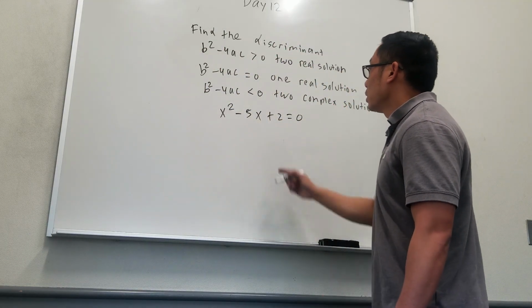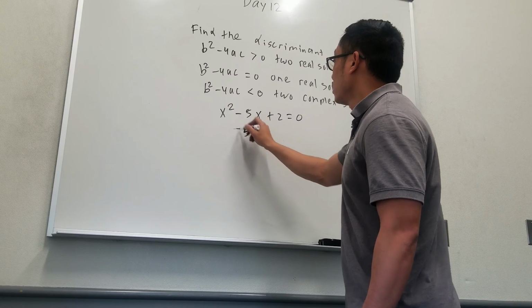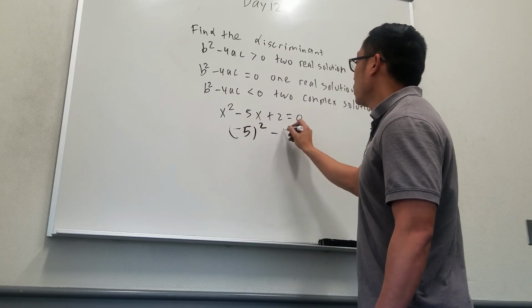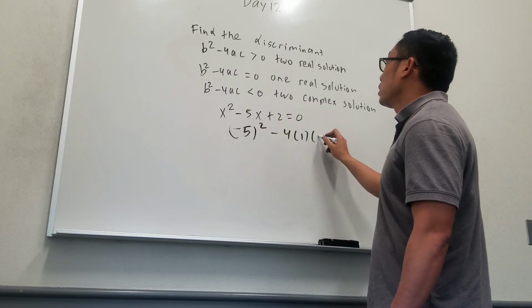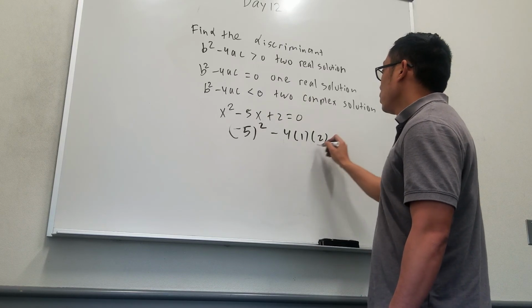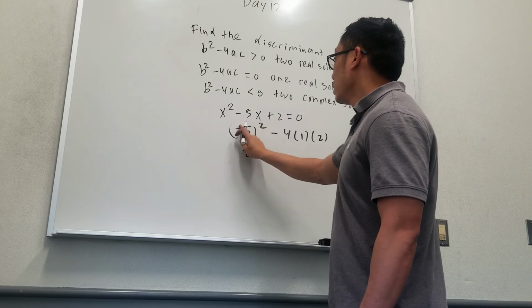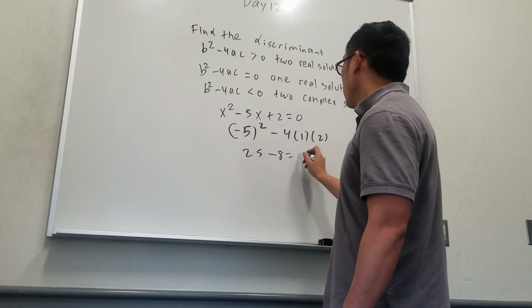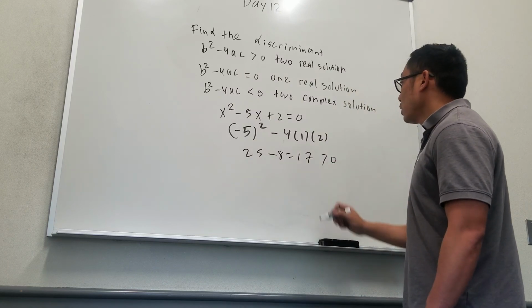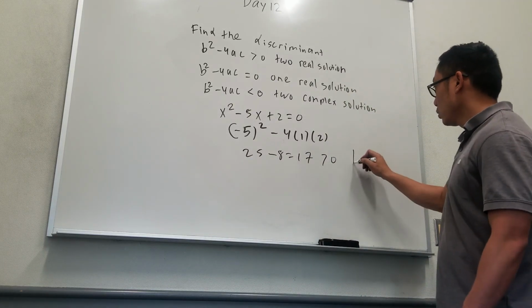So what is b? B is -5. We square it, minus 4 times a times c, right, times 2. So this is 25. That's a -5. Minus 8, which is 17. As you notice, this is positive, so that means we have what? 2 real solutions.